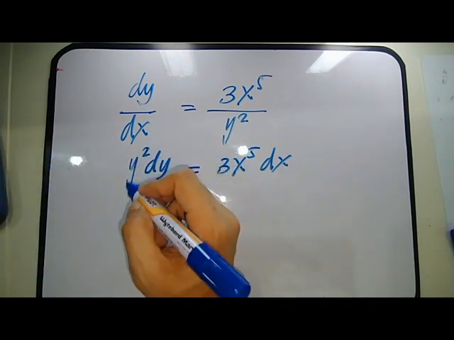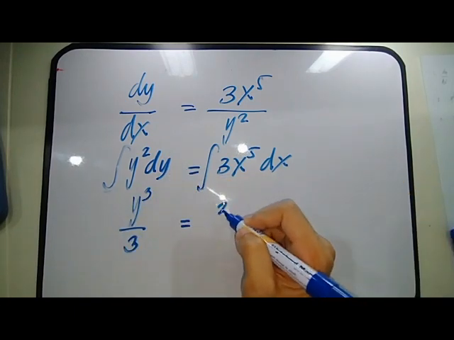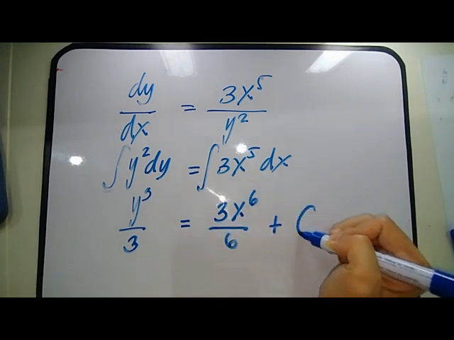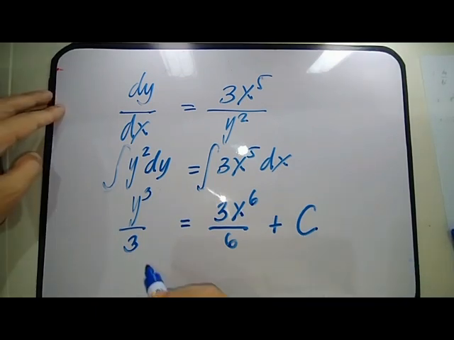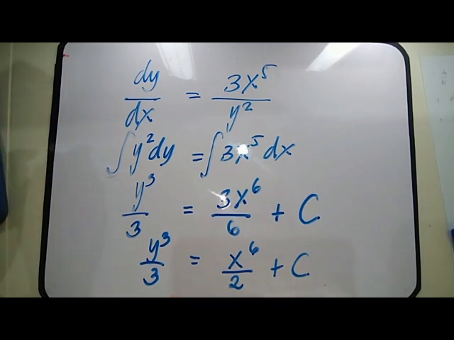So integrating both sides, this is y cubed all over 3 equals 3x raised to 6 all over 6. Of course, you have here plus c. So this is a general solution. We have no boundary condition for this problem. So this is y cubed all over 3 equals x raised to 6 all over 2 plus c. So this can be an answer, but let's try to remove this denominator.